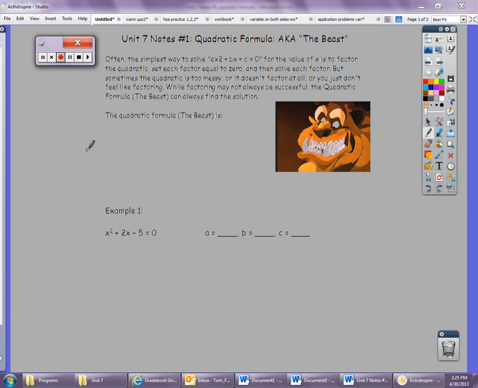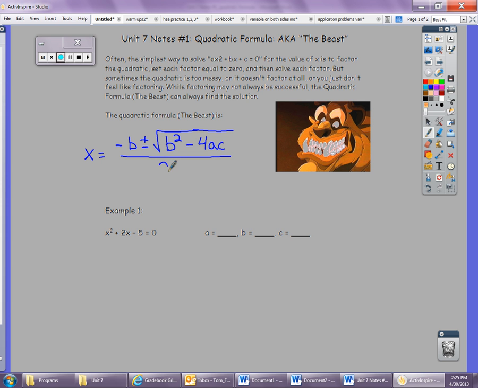Now the quadratic formula is x equals negative b plus or minus the square root of b squared minus 4ac, divided by 2a. So that's why it's called the beast, because the quadratic formula is a large formula. It's negative b plus or minus the square root of b squared minus 4ac, all divided by 2a.